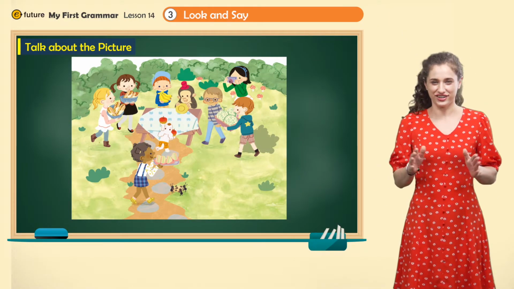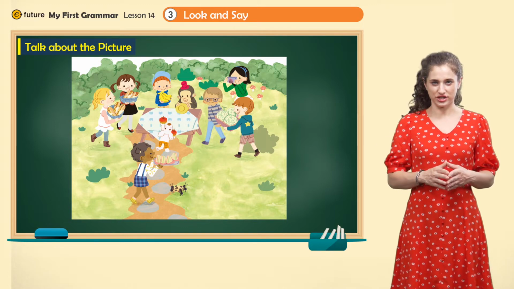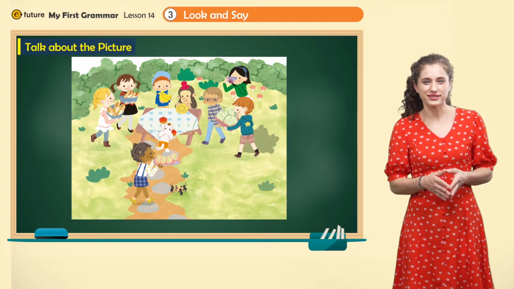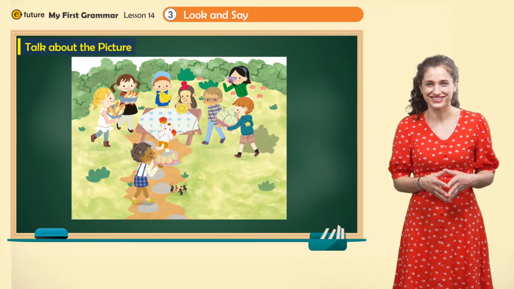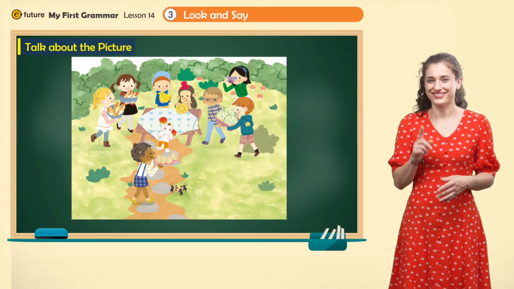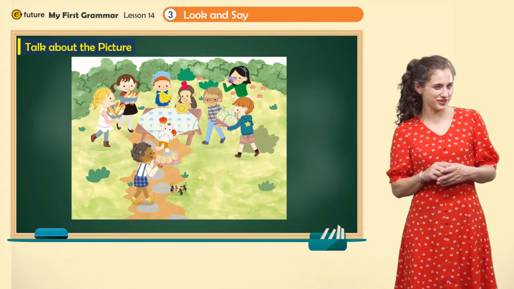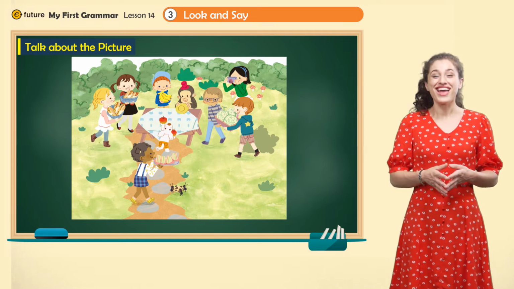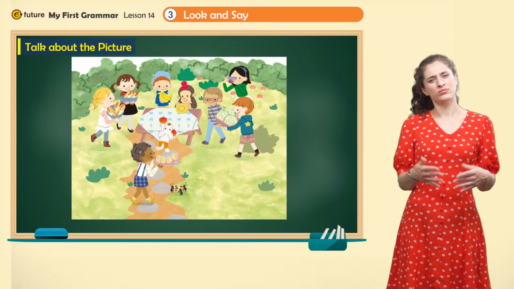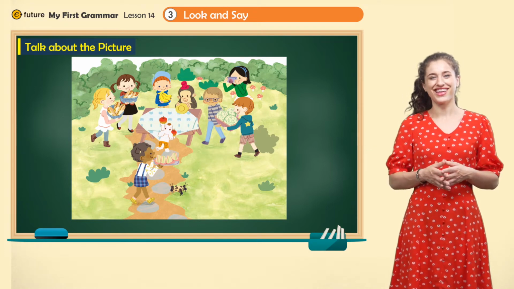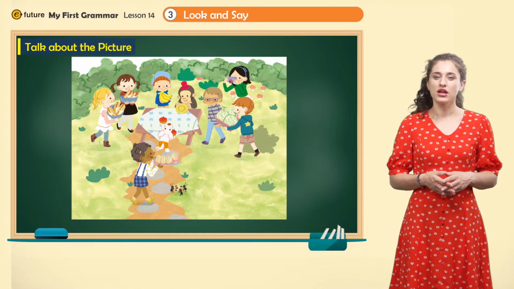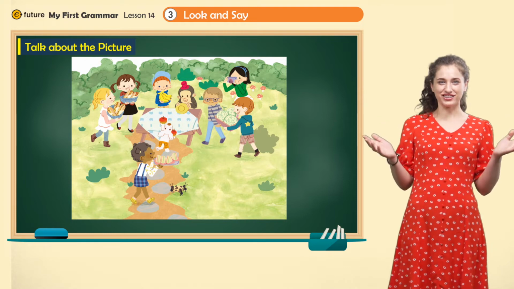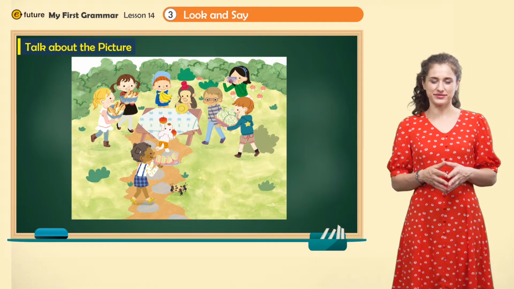Okay, very good. Now let's look at the picture. Wow, what do you see here? Do you see the children? Yes. Boys? Yes. Girls? Yes. Where are they? They are at the park. What are they doing? They are having a picnic. Look at all the food. Wow, sandwiches, hot dogs, melons, and bananas.